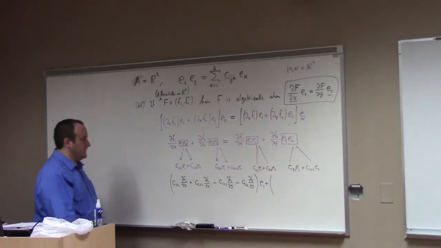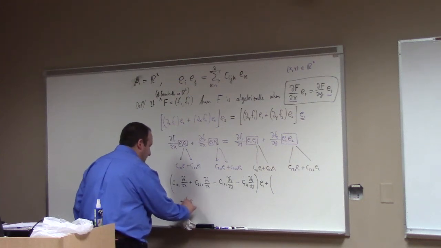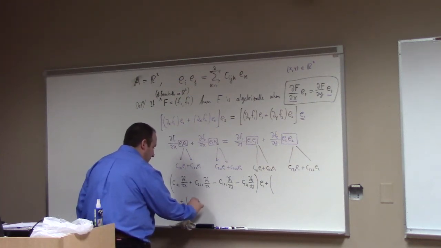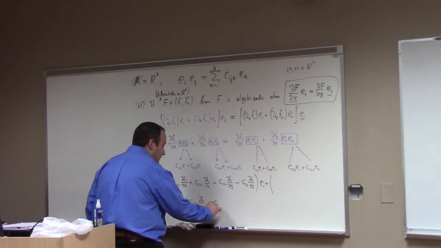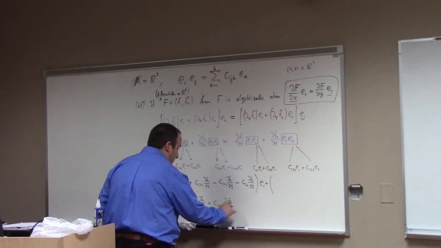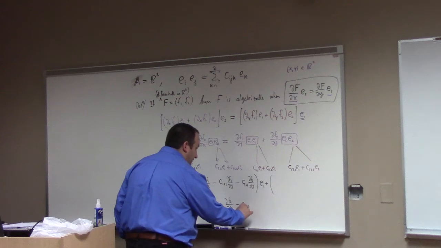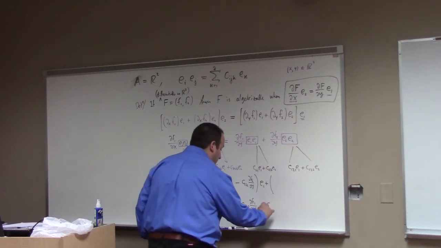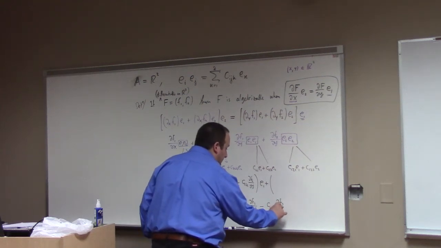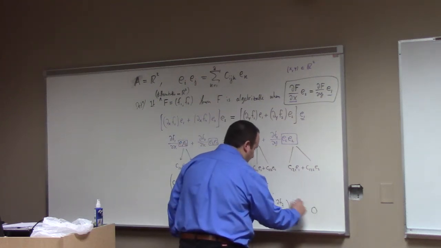Same thing for e2, right? So for e2, what do I have? I'll put it down here. c122 partial F1 partial x, plus c222 partial F2 partial x, minus c112 partial F1 partial y, minus c122 partial F2 partial y. Close parentheses, there's my e2, equal to 0.